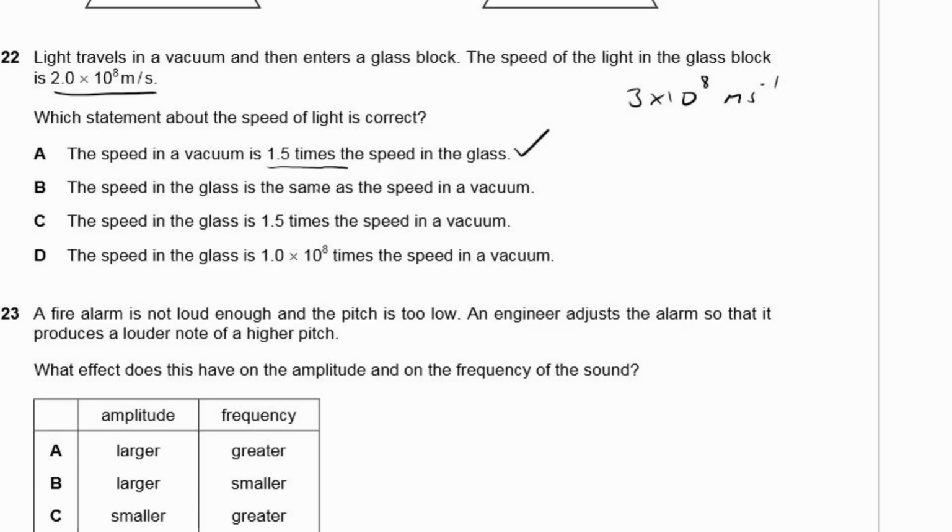The speed in the glass is the same as the speed in a vacuum. Nope, not true. The speed in the glass is 1.5 times the speed in a vacuum. No. Light travelling in a vacuum is as fast as light travelling gets. Doesn't get faster. The speed in the glass is 1 times 10 to the 8 times the speed in a vacuum. No, not at all. So it's answer A.